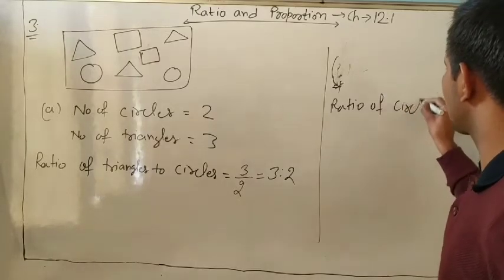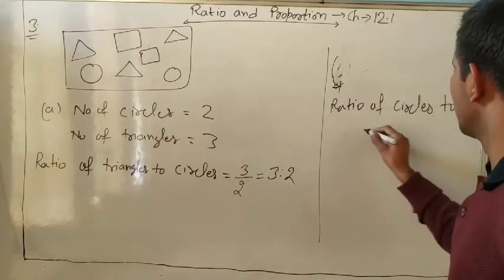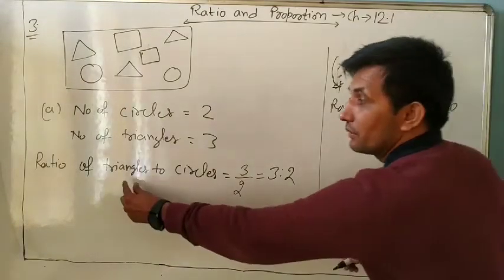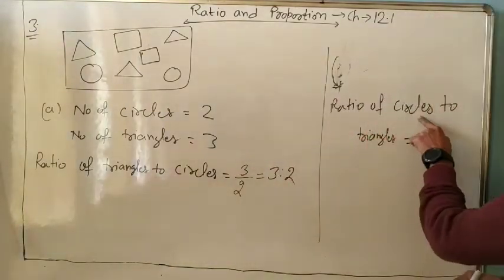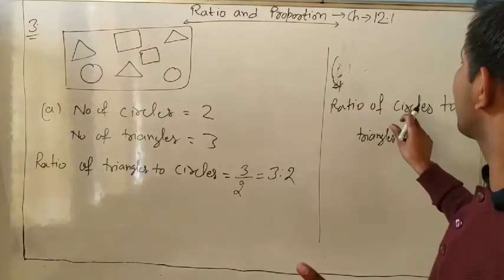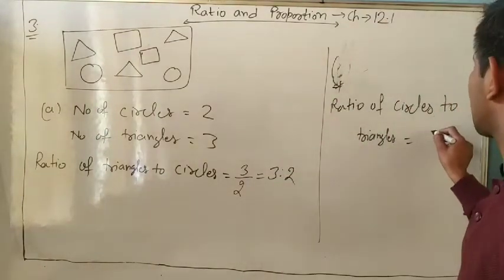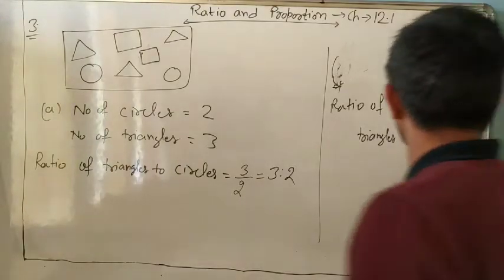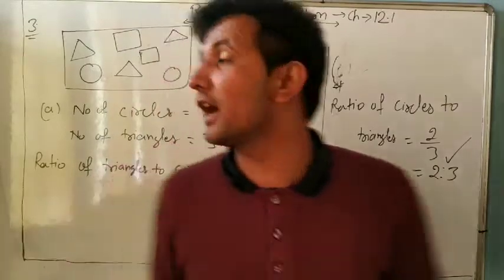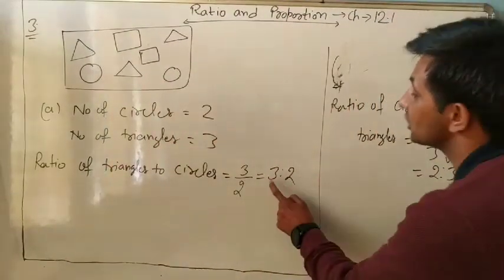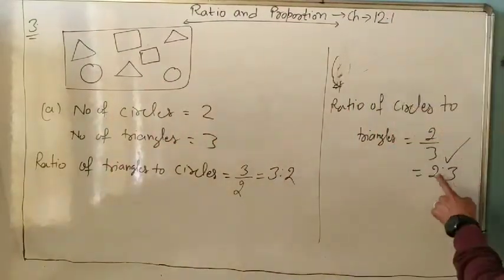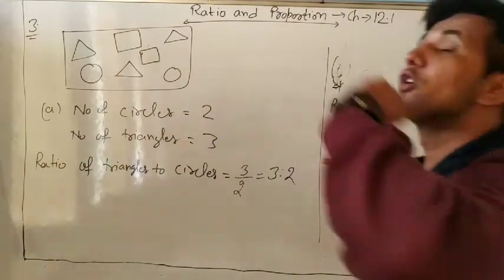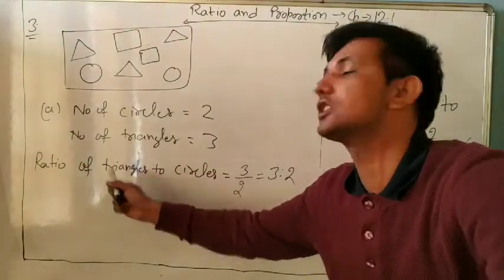Always remember, dear, if I ask you to find the ratio of circles to triangles, remember, first here we wrote triangles, but here we write circles. So now we have to find circles to triangles. So circles first, 2/3. So 2:3. Never think they are equal, they are different. Understand? It is 3:2, it is 2:3. Because here we are finding the ratio circles to triangles, but there triangles to circles.